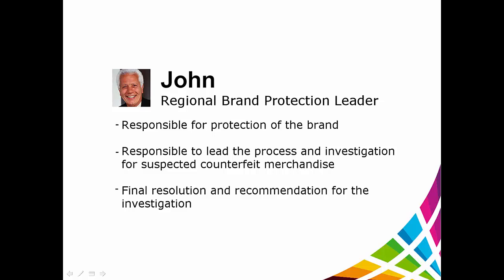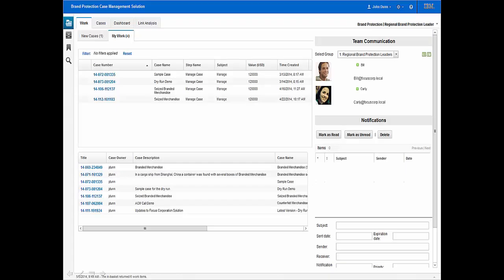We begin with John, the regional brand protection leader, who will do an initial review of the case and then take action to build and work with the team to investigate this potential counterfeit issue. John begins with the in-basket and sees that a number of new cases are awaiting review.